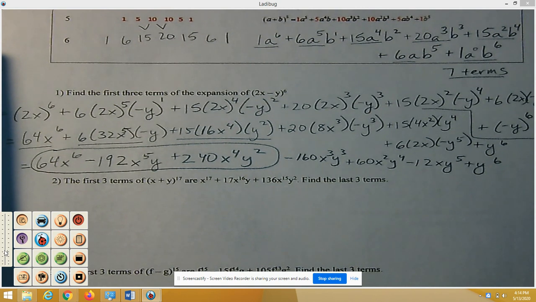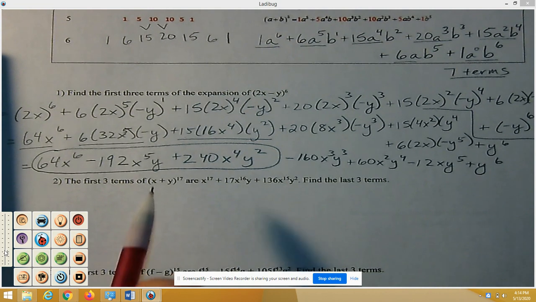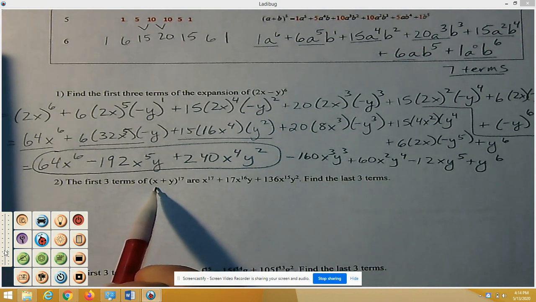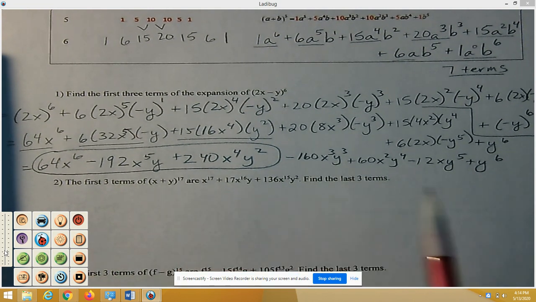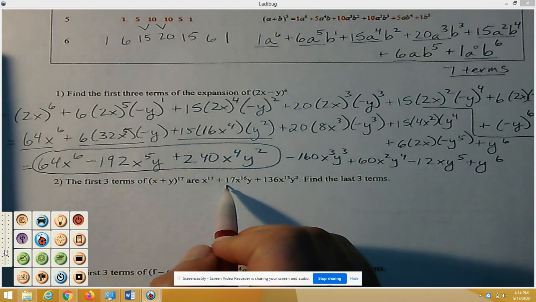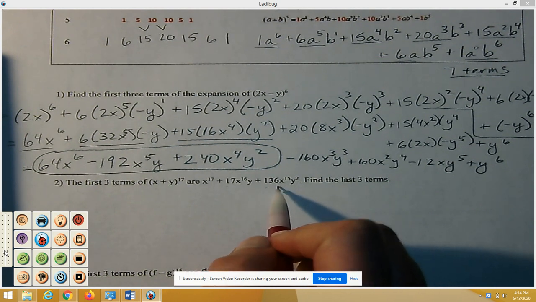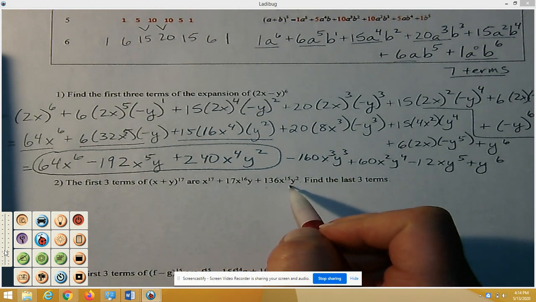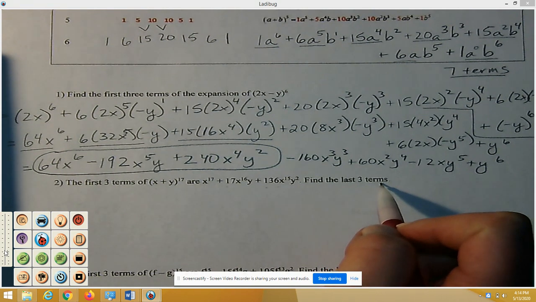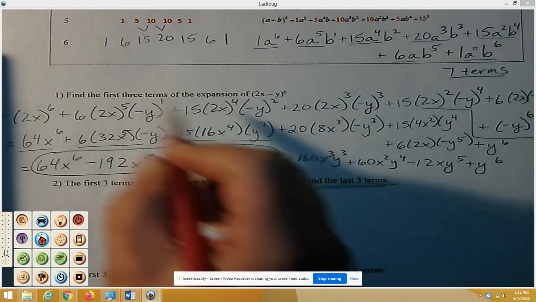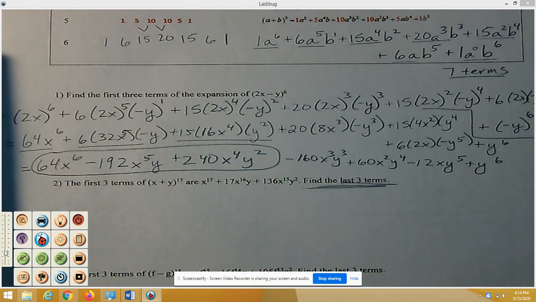Okay, number 2. The first 3 terms of (x + y) to the 17th are listed. So I have x to the 17th plus 17 x to the 16th y plus 136 x to the 15th y squared. Find the last 3 terms. So I really should have done a good job of reading my instructions for number 1, but I didn't.